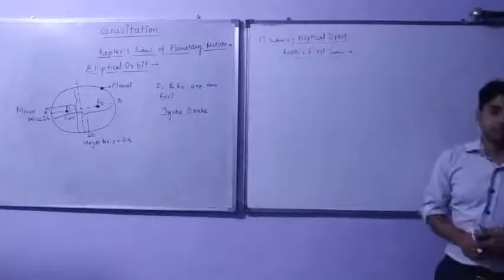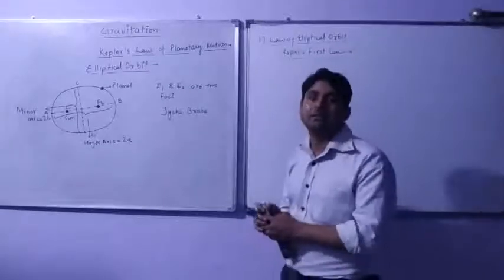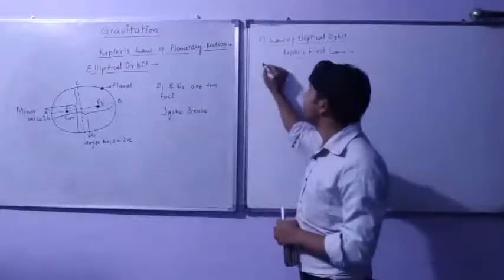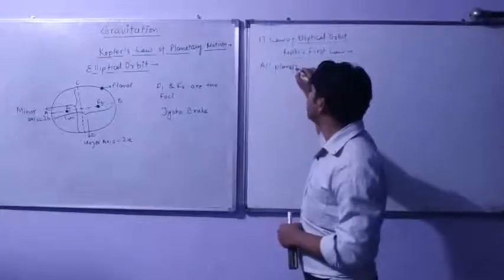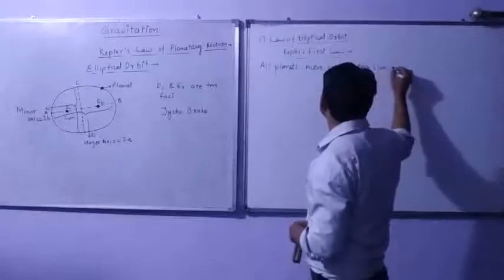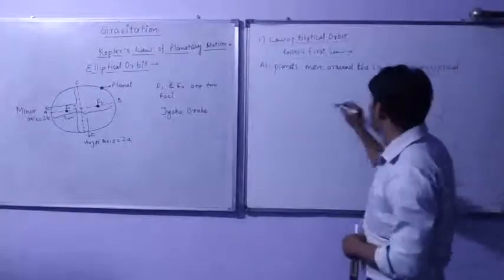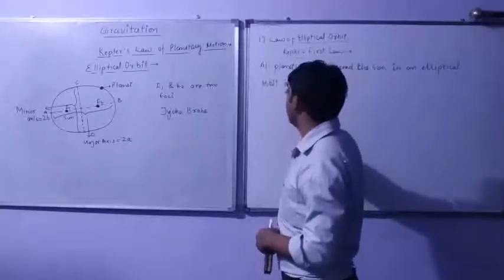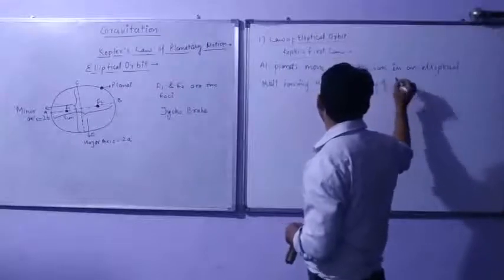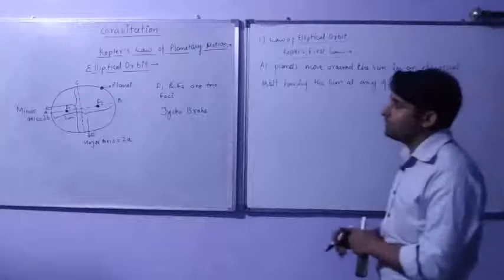This first law says all planets around the sun move in an elliptical orbit having the sun at any one of the two foci. It means I am writing it: all planets move around the sun in an elliptical orbit having the sun at any of the two foci.